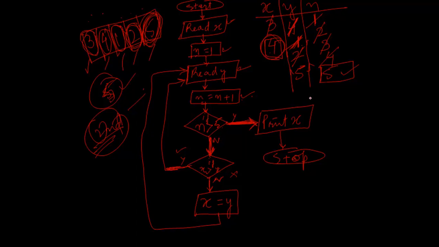Now this time again n is equal to n plus 1, n has become 5 now. I am checking it now. If n is greater than 5? No, n is equal to 5. n is equal to 5, it is not greater than 5. If it was 6, then it would be greater than 5, but it is not 6, it is 5. 5 is not greater, it is equal to 5. So it will move towards no again.